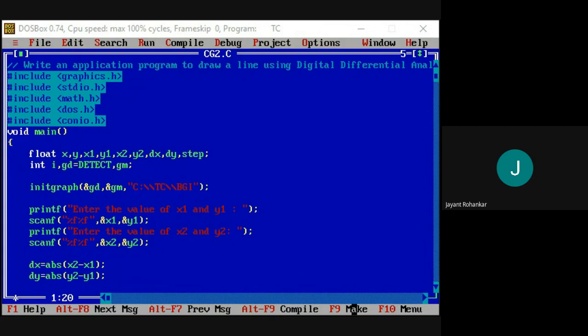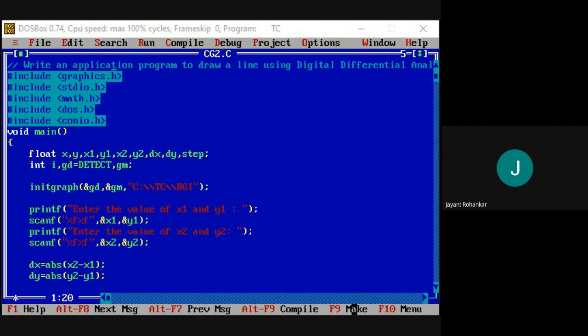So we have started with the void main function. In this program, we will use the float variables x, y, x1, y1, x2, y2, dx, that is change in the value of x, then dy, that is change in value of y, and steps. This is also one variable. Then we again declare the variable i, that is having an integer value.